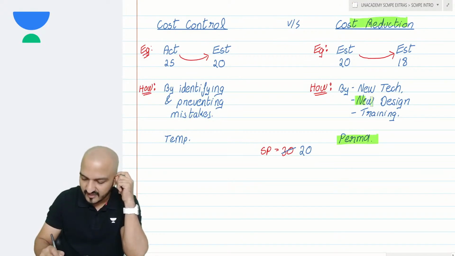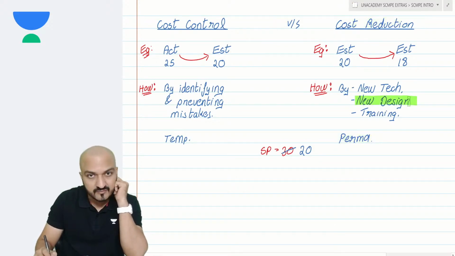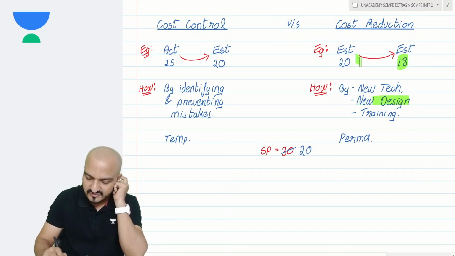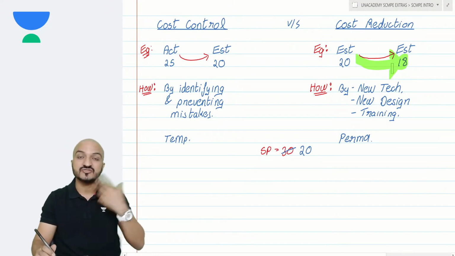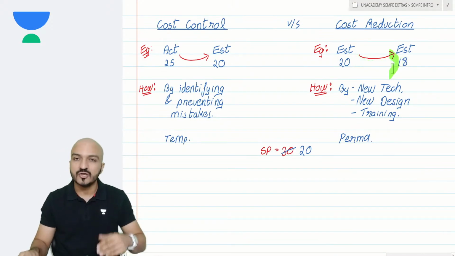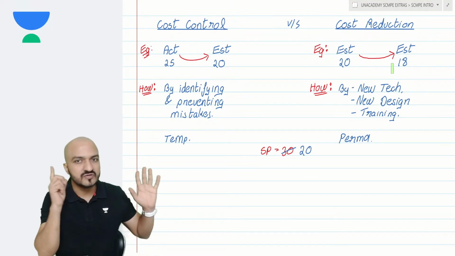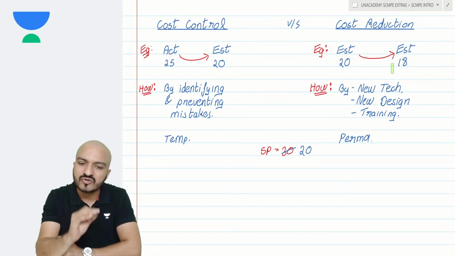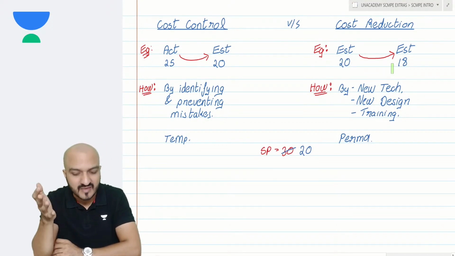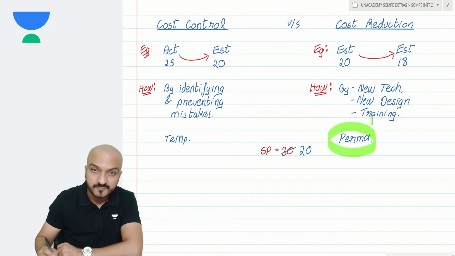Imagine if I create a new design of the product, and the new design has lesser cost. Then will you get that decrease? Will you get this savings of 2 rupees next year, the year after, every year? Yes, you will keep getting that savings as long as you continue that new design. That is the benefit of cost reduction. That's why I say cost reduction is permanent.